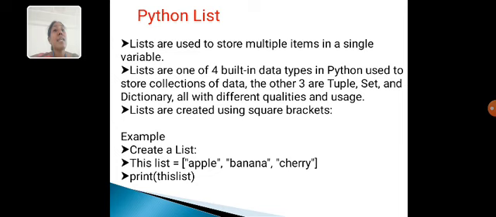Lists are created using square brackets. Example: create a list, this list is equal to apple, banana, cherry. Print this list.